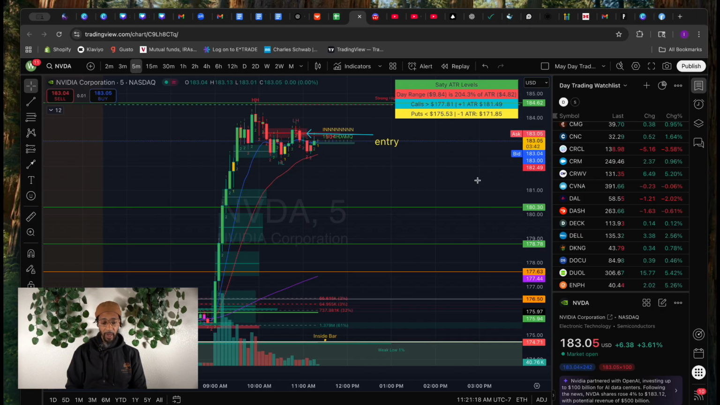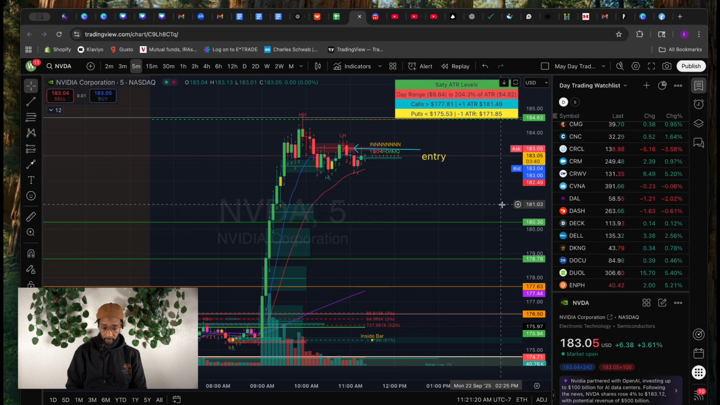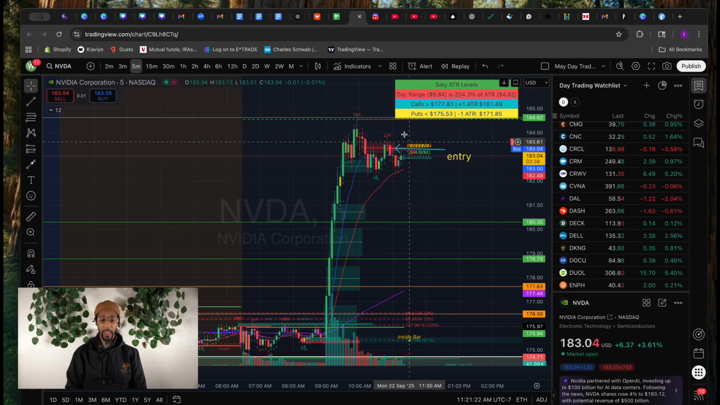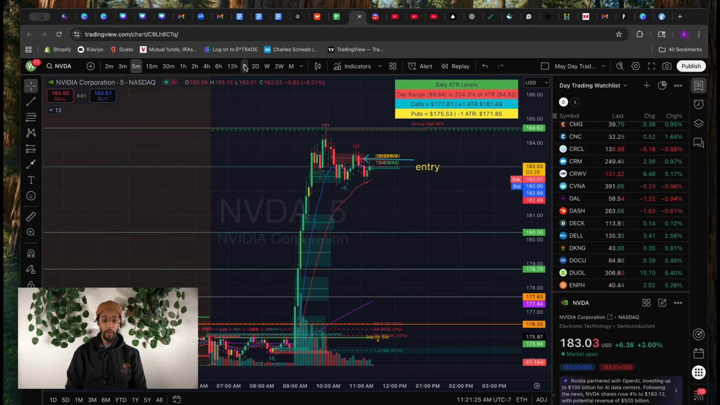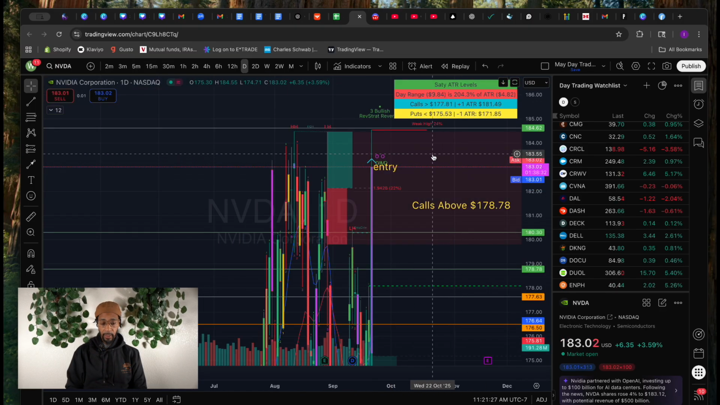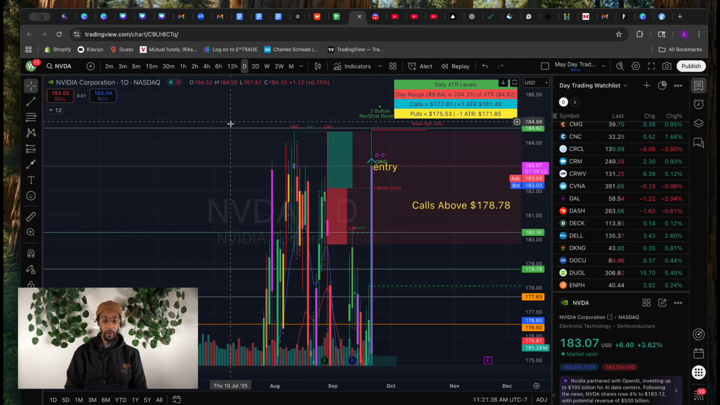So we got Nvidia right here. Let's go over Nvidia real quick. So right now, Nvidia looks like it's on a bull flag, right? It's on a bull flag. So if we go to the daily time frame, let's look at it. This is all-time highs right here, right? At 184.49, okay? That's all-time highs.